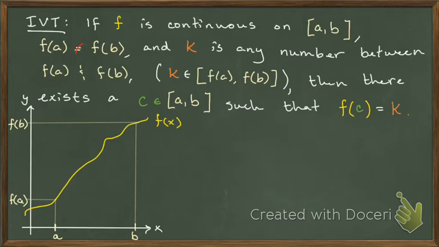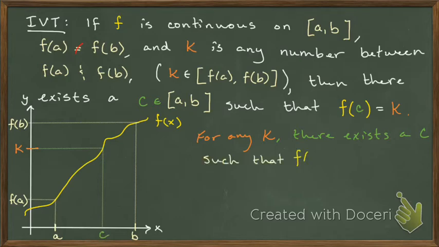I've got a function, looks to be continuous. Two x values, a and b, and two corresponding y values. And of course those y values are definitely not the same. We've got that pretty clear. F of a and f of b are definitely different. For any k, so any y value that's between f of a and f of b, since my function is continuous, there's going to exist a c in between a and b such that f of c is k.